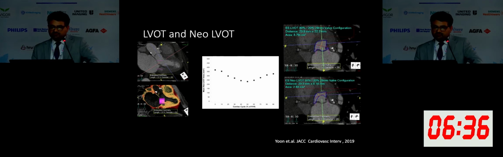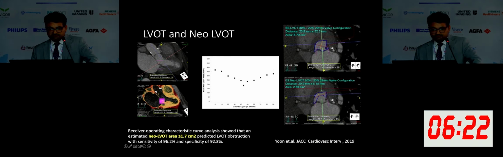And it's important to know that narrowing will be maximum in systole, so that's where we measure it. And in systole, that's where the maximum amount of flow is. This graph shows how the new LVOT area changes during the cardiac cycle.